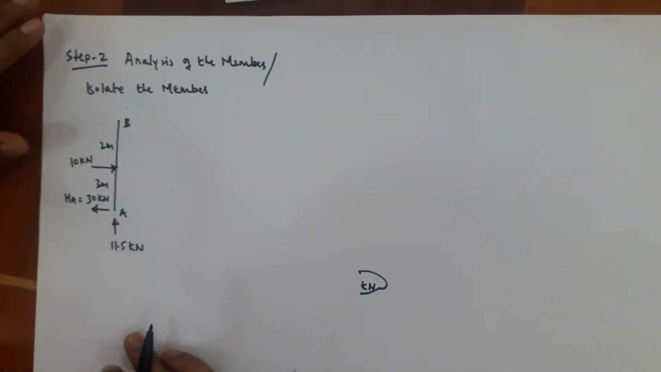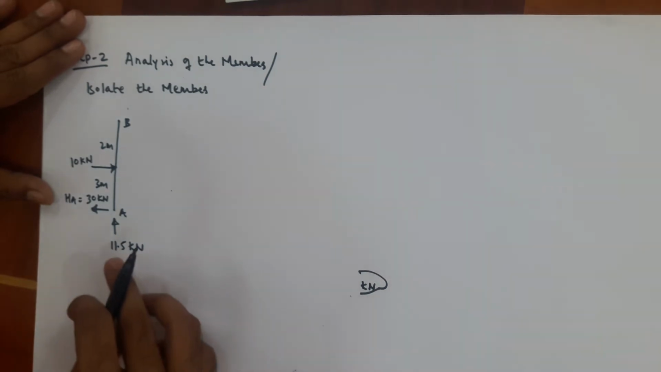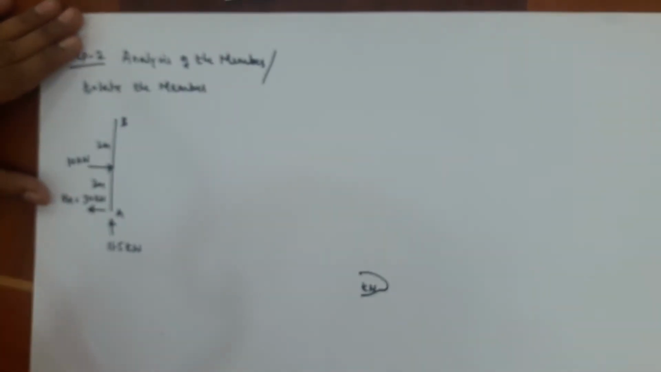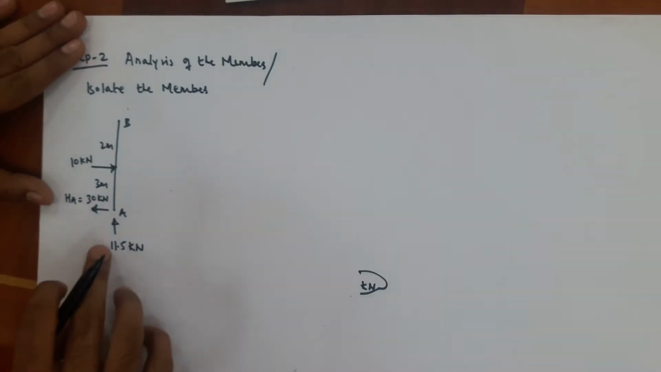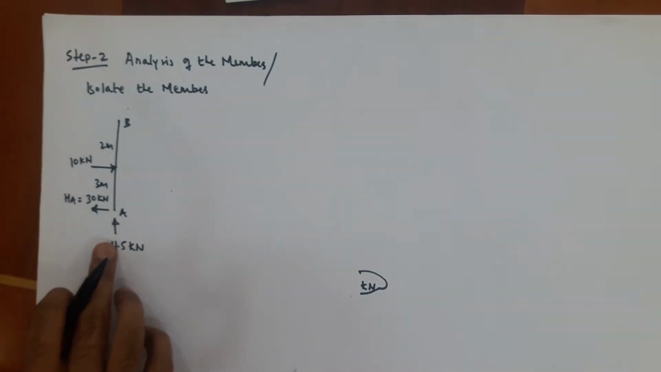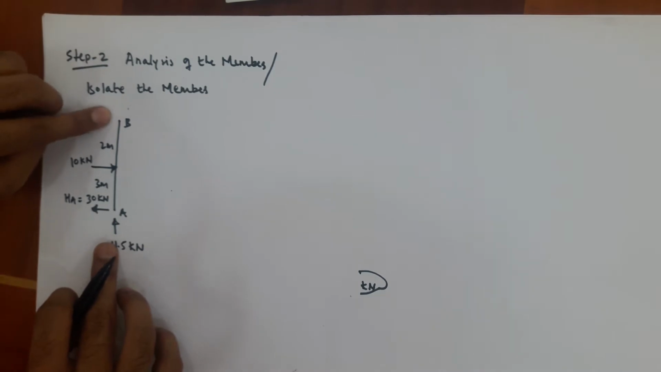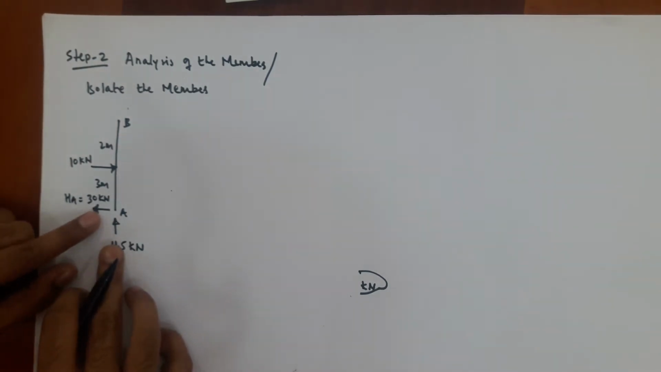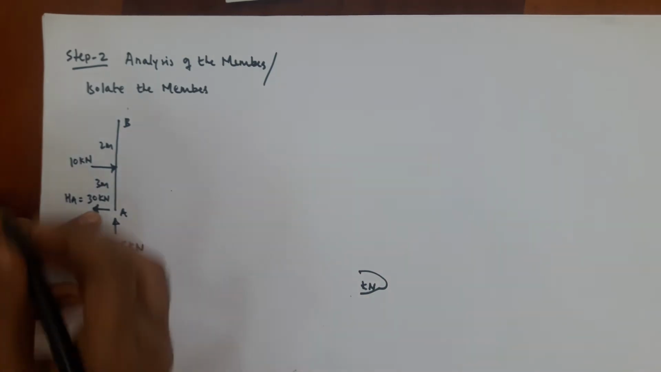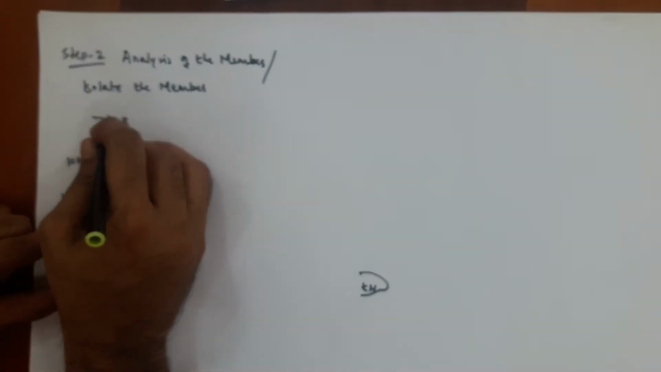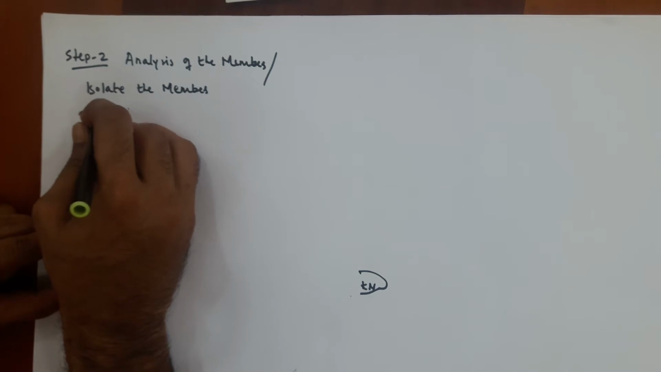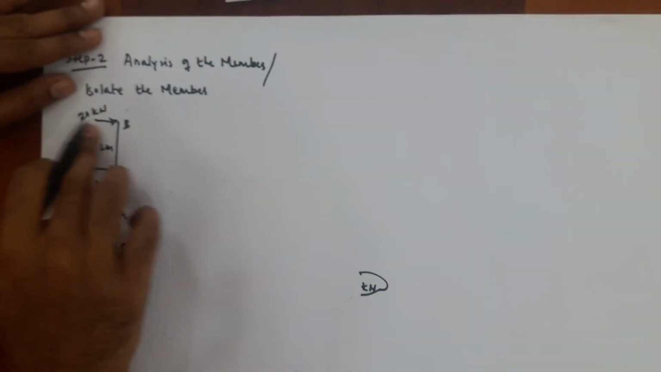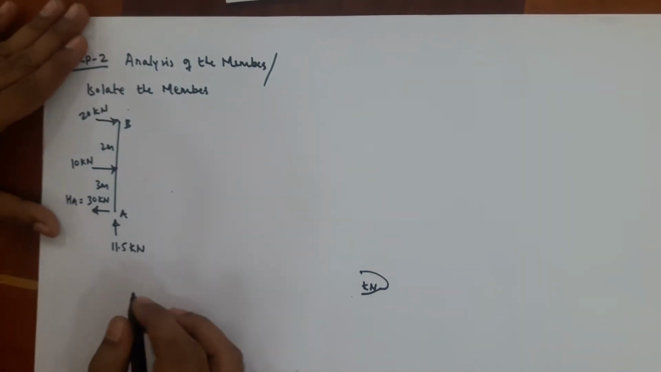Now we have to talk about balancing of member AB. We know the reaction at A. We need to find reaction at B. We know vertical reaction at A. We know horizontal reaction at A. We have to find reaction at B. Okay. So now see here, 20 kilonewton is also there. We have to take that.